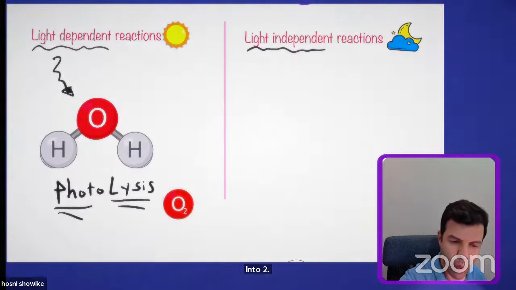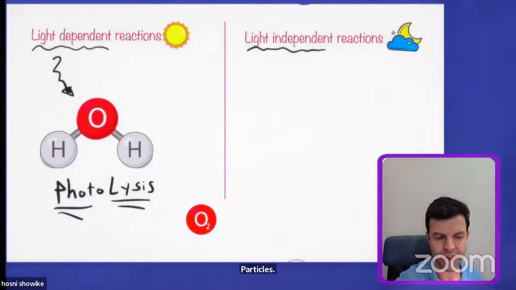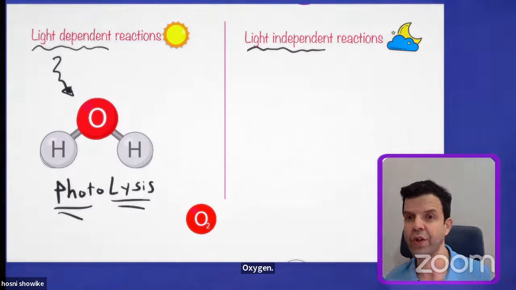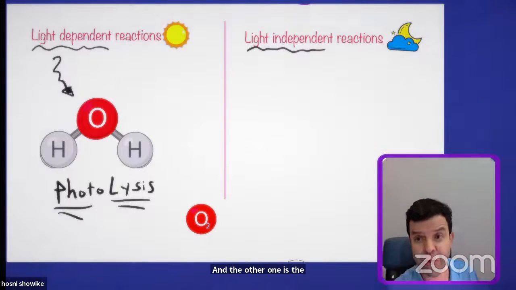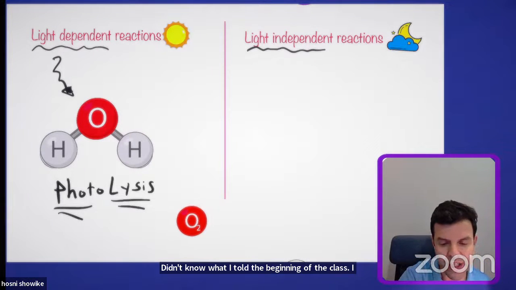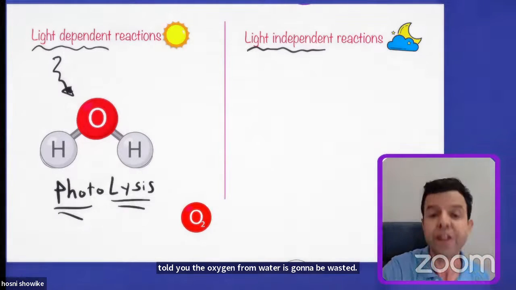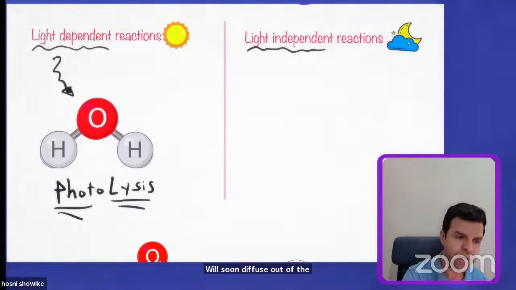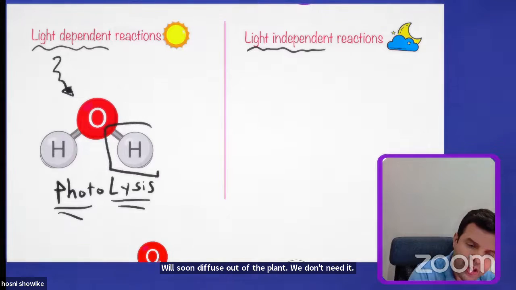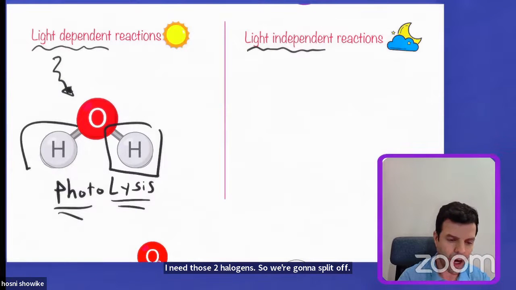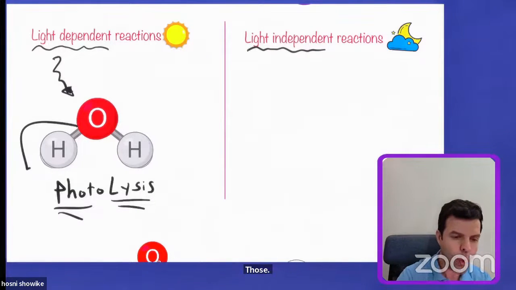One is a waste, oxygen, and the other one is the one that really matters. Do you remember what I told you at the beginning of the class? I told you the oxygen from water is going to be wasted. So this oxygen here will soon diffuse out of the plant. We don't need it. But I need those 2 hydrogens. So we're going to split off those hydrogens from here, and we're going to make use of them.